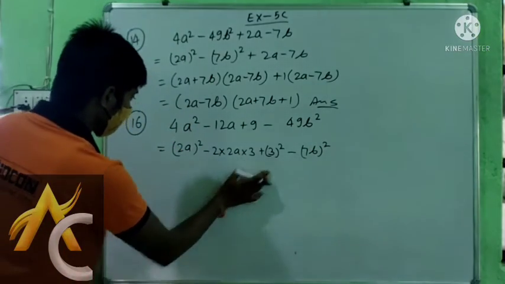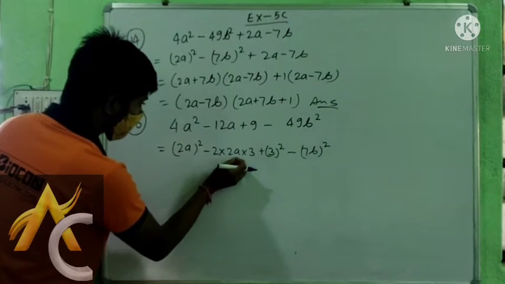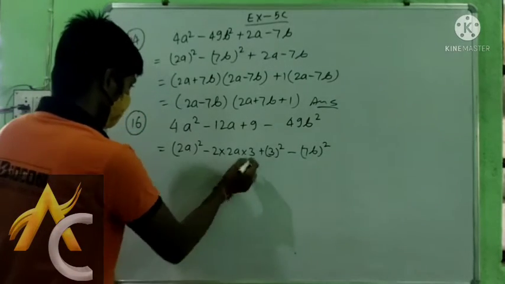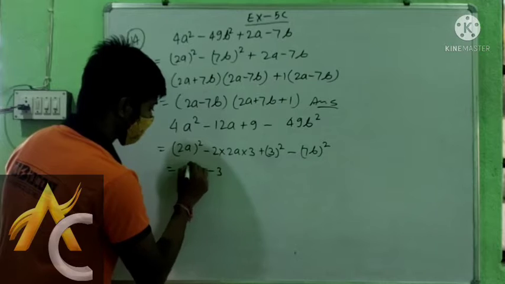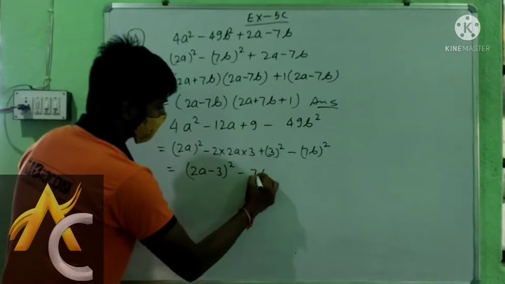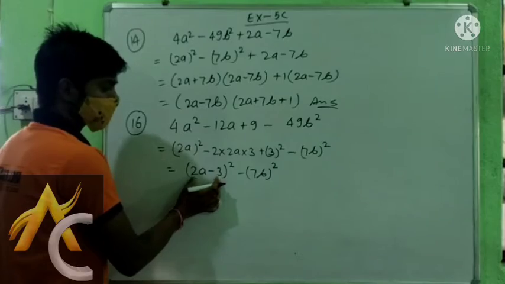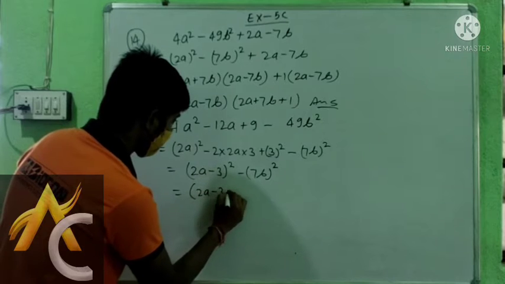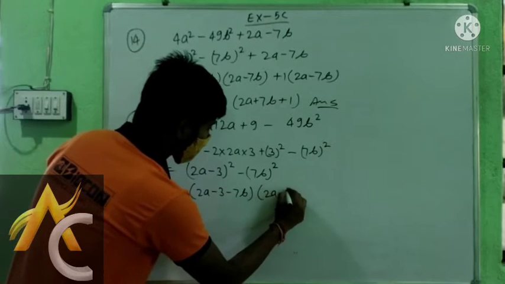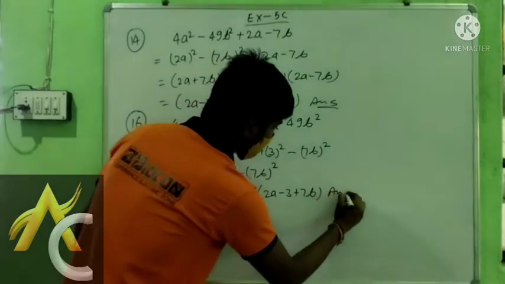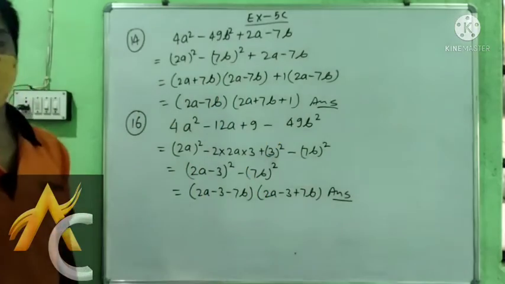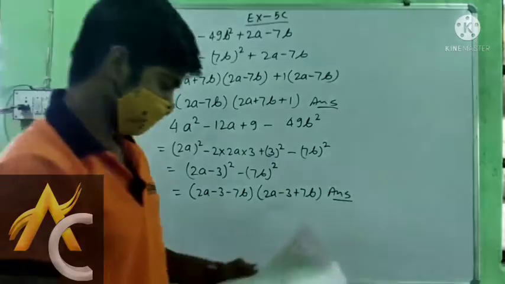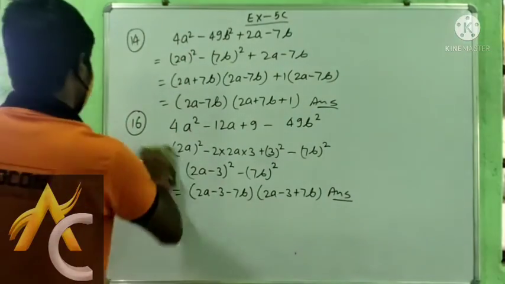Now just look here carefully. It will be a square minus 2 into a into b and then b square. So this is in the form of 2a minus 3, meaning a minus b whole square, minus 7b square. Now it is in the form of a square minus b square. So the final answer will be 2a minus 3 minus 7b into 2a minus 3 plus 7b. This is your answer. Simple, easy, right?